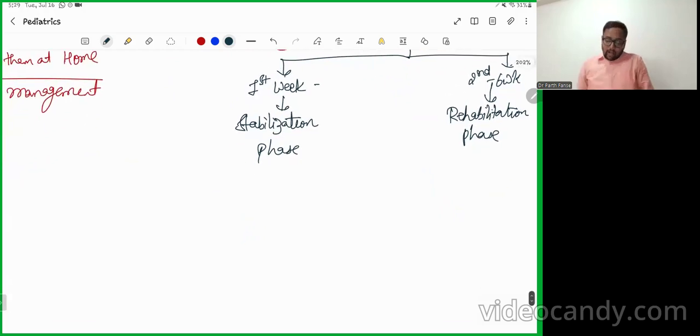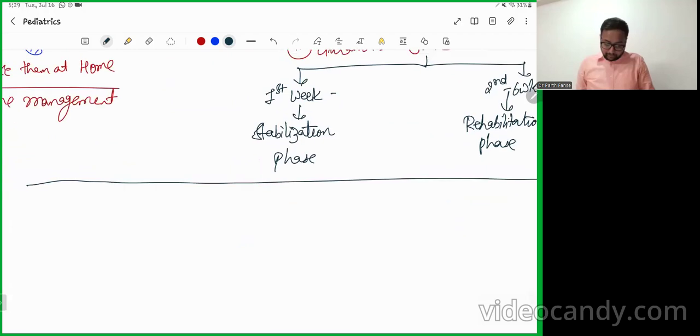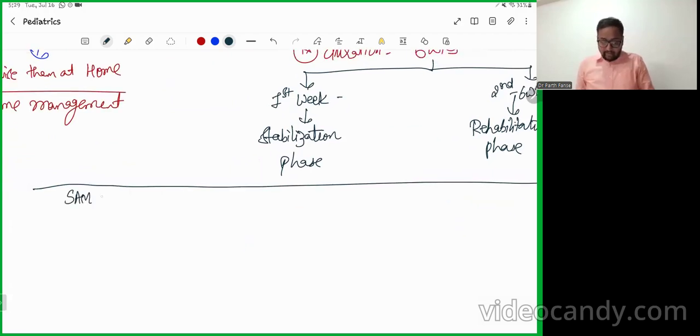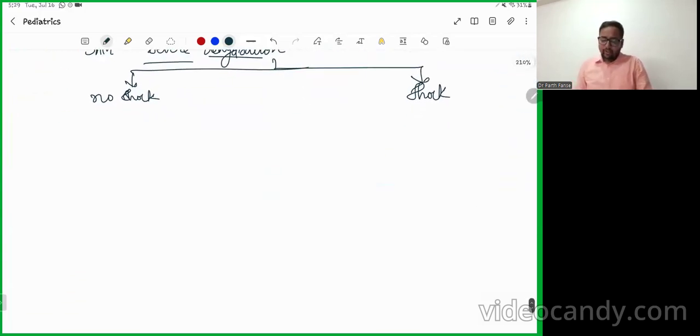Fine enough. अब सेम में बात करेंगे ऑन द बेसिस ऑफ हाइड्रेशन, डिहाइड्रेशन. So if a patient is having SAM, and along with that, if a patient is having severe dehydration, the patient can come with shock and can come without shock. If a patient is coming with shock, start IV fluid.